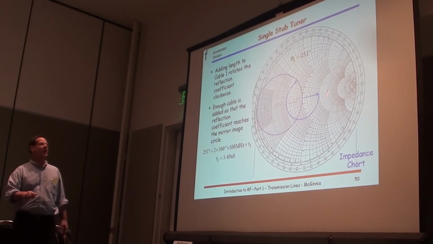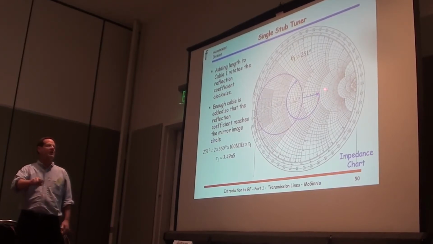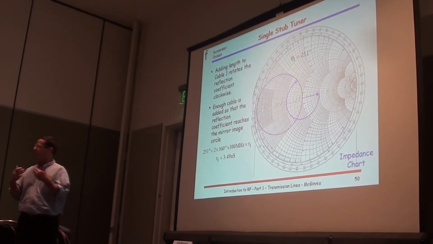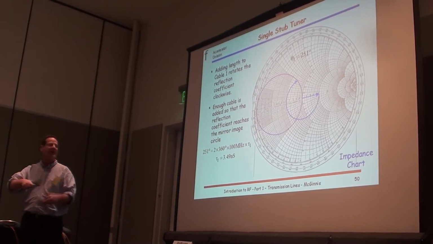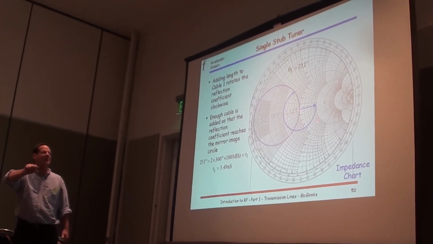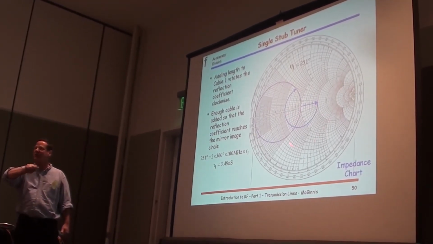So we're going to start with this point and move away from the load with the transmission line. This is going to rotate in a circle. Remember, when you go along the transmission line, it rotates in a circle centered around the origin, not on the circles of the Smith chart.